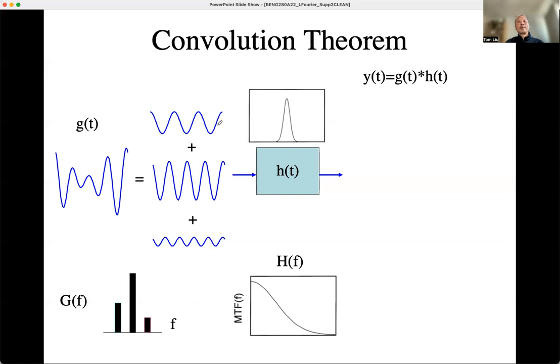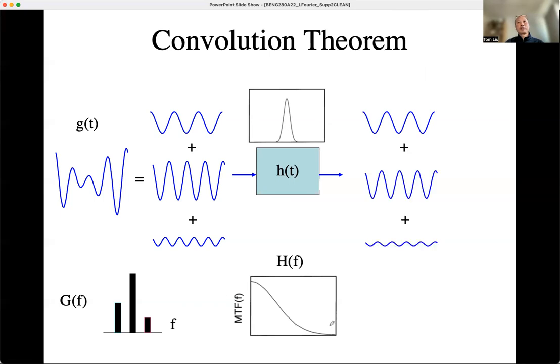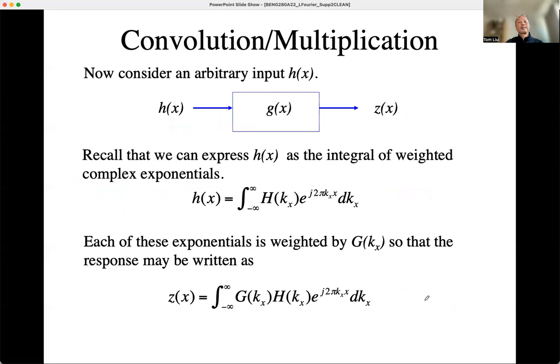So something like this going through a linear time invariant system, the output is just going to be g of t convolved with h of t, which is my impulse response. But that's similar to taking each of these components and weighting them by this modulation transfer function, right? So I know that the Fourier transform of the output is just my input Fourier transform multiplied by the Fourier transform of my impulse response. Essentially, that's the convolution theorem. So I have convolution in the time domain, I have multiplication in the Fourier domain.